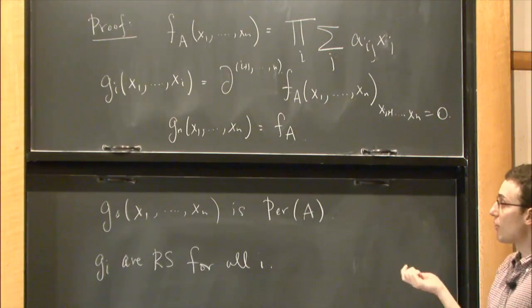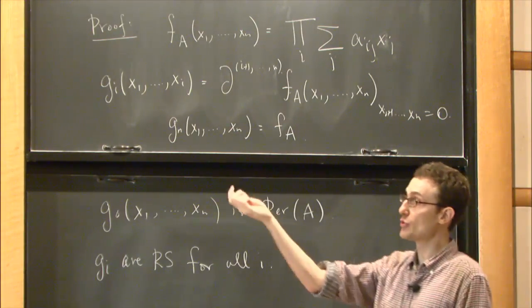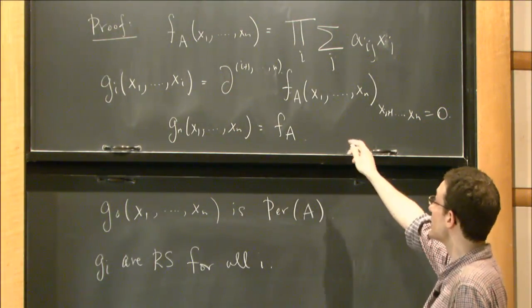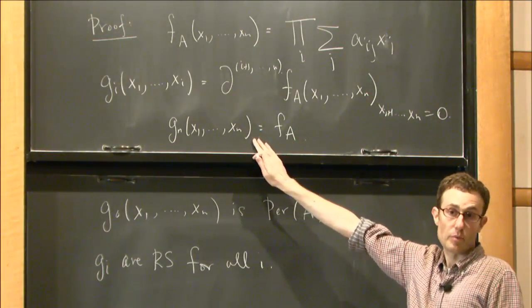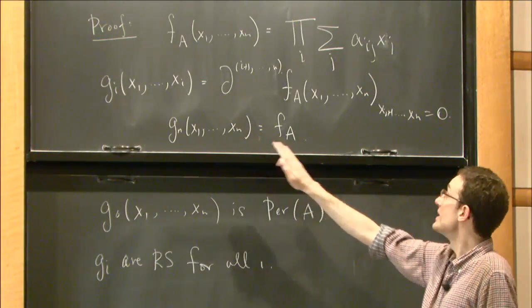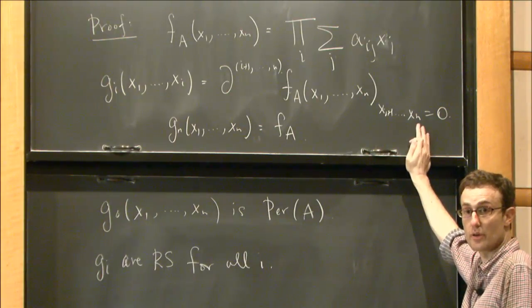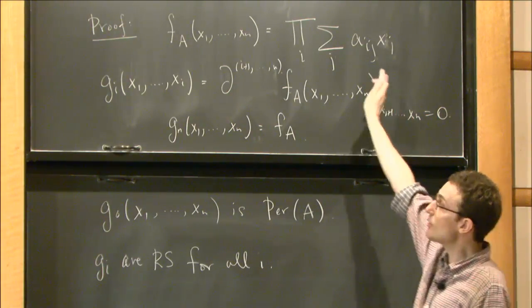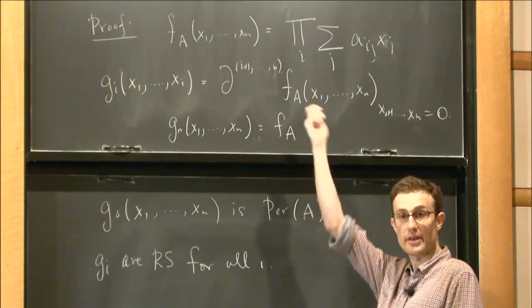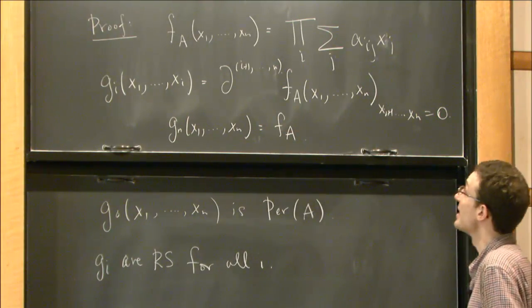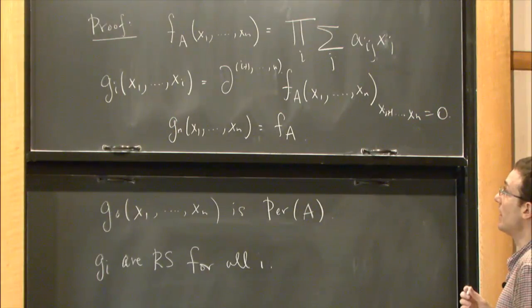And then the fact that all of the others are real stable comes from our closure properties, right? Anytime you take a derivative of a real stable polynomial, you get another real stable polynomial. And anytime you plug in a value of 0 into a real stable polynomial, you get a real stable polynomial. So I have this sequence of real stable polynomials that starts at this thing that I understand and ends at the permanent.